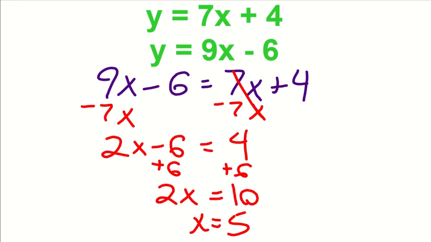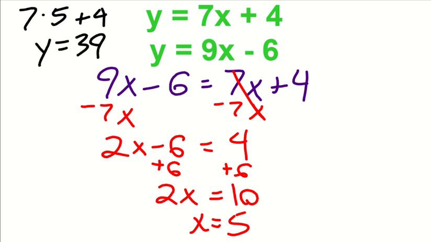So what's x equals 5? We plug it into one of those equations. Y'all, it doesn't really matter which one. They all got positives. 7's smaller than 9, so I'll use that one. We got 7 times 5 plus 4. 7 times 5 is 35. 35 plus 4 gives us that 39.